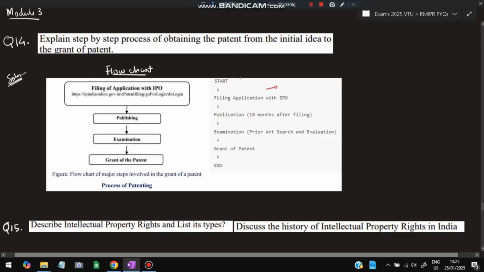And the importance is that it establishes a date from before 18 months. Okay, that is the date, and it marks the official start of the IPO process. From there it starts the process.